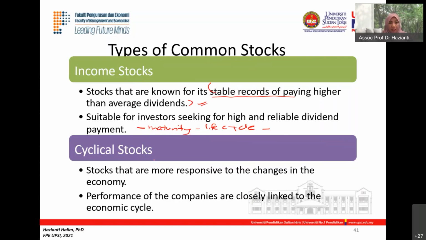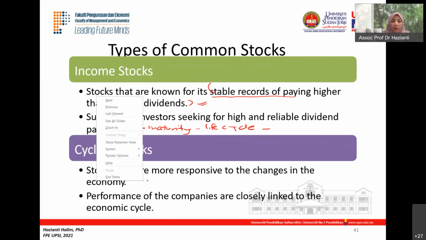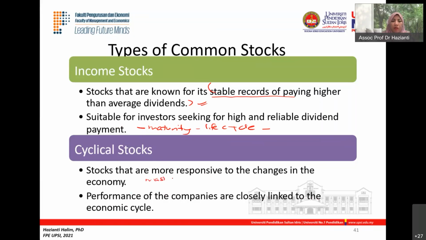Next one is cyclical stocks. These are more responsive to changes in the economy, and the performance of the companies is closely linked to the economic cycle. Remember last week I talked about when we were first hit by the COVID-19 pandemic, even now, we're looking for masks, gloves, and now vaccines. These are cyclical stocks that are closely linked to the economic cycle.